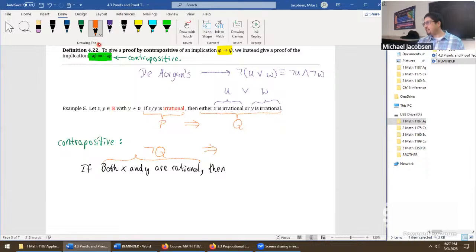Which will then imply not P. Not as bad, right? Not P would be, well, if P is the statement, X divided by Y is irrational, not P is the statement, X divided by Y is rational. So let's write that in. X divided by Y is rational.